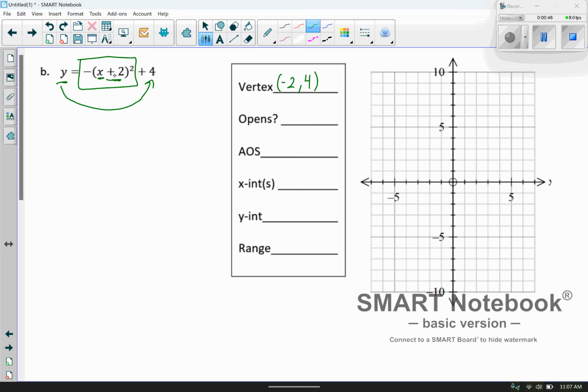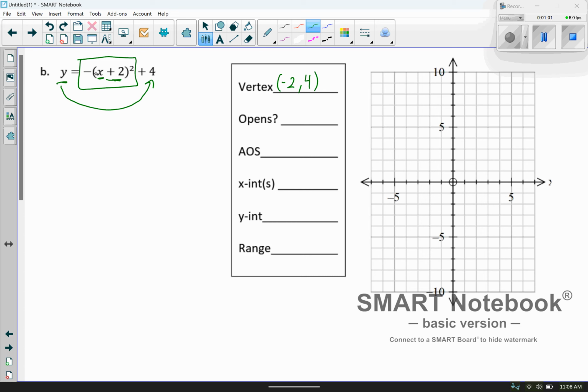So when I plug in the opposite of what's right here for x, negative 2 plus 2 is 0. 0 squared is 0. Negative 0 is just 0. 0 plus 4, there we go. That's where that 4 comes from for the y value of the vertex.